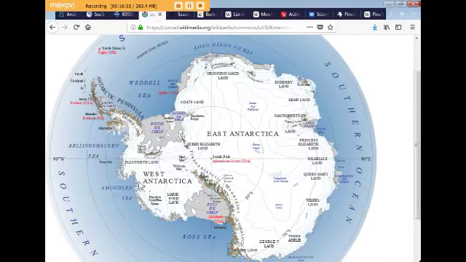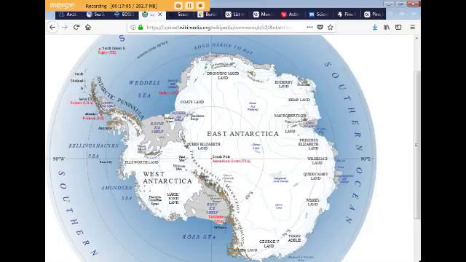Now, an area of interest that we're going to be looking at is right here. This is where the Pine Island Glacier is, and that's melting really fast. They have found or suspect that there's an active volcano underneath that glacier that's causing it to warm so fast. Now this is the Ross Sea down here.